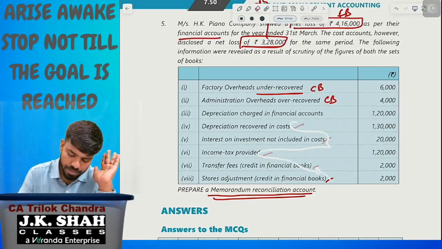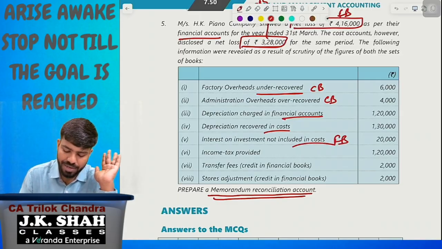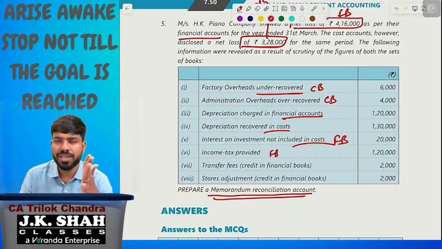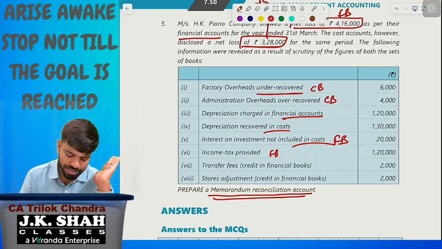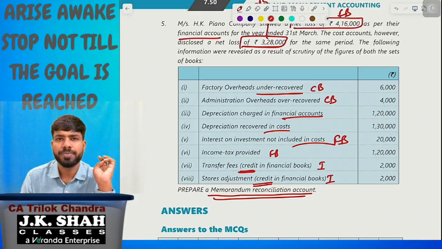Okay, now here they mention depreciation as per financial books, depreciation as per cost books. We'll consider. Next, interest on investment not included in cost books. That means it is there only in the financial books. Income tax provided in financial books, but we won't consider it in the cost books. Income tax will not be accounted in the cost books. It will be accounted only in the financial books. Okay, next. Transfer fee credit in financial books, which is called income. Next, stores adjustment credit in financial books, which is called income. Is income a debit item or credit item? Obviously credit item. Are you understanding?